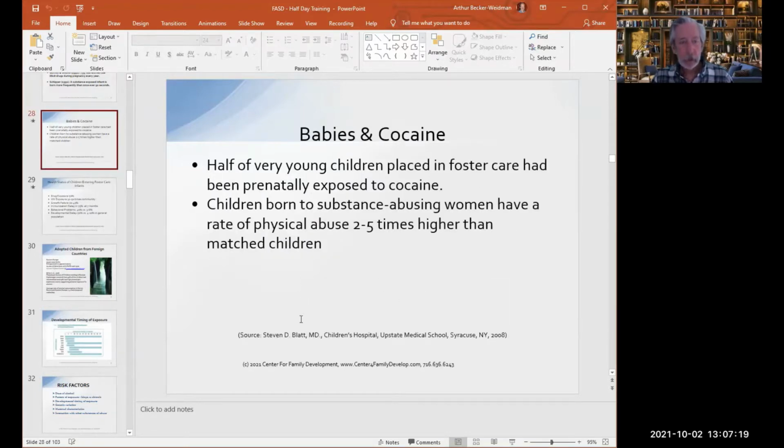And then just some statistics from New York, and probably these are pretty comparable to what you'd see in other parts of the country. Half of the children placed in foster care had been prenatally exposed to cocaine. Okay, that's a lot. Children born to birth mothers who've been abusing drugs are much more likely to be physically abused. So you've got the prenatal exposure and all the problems that creates, coupled with all the problems that are created by being a victim of physical abuse.